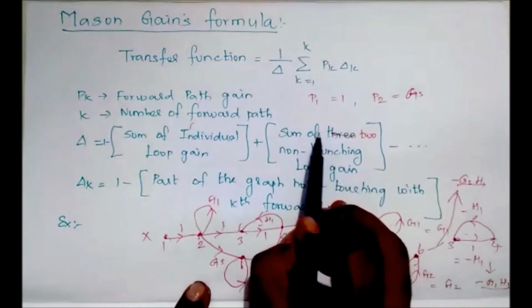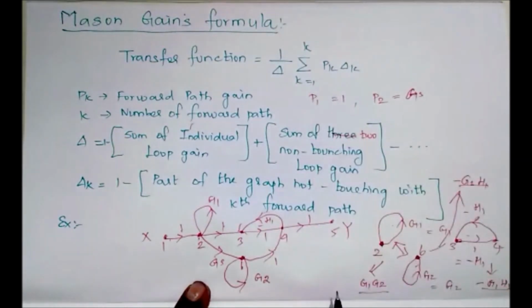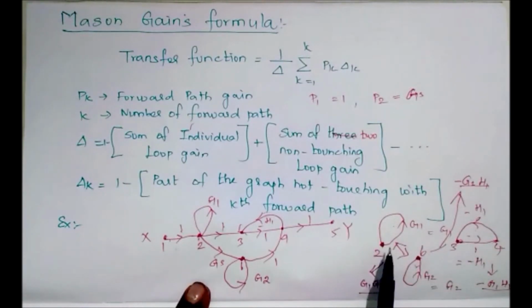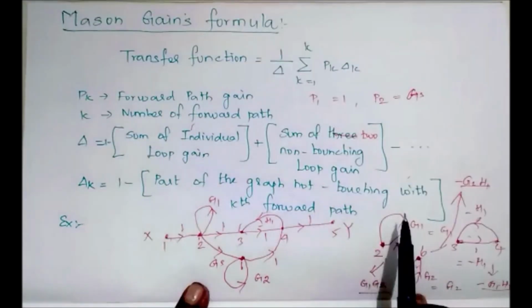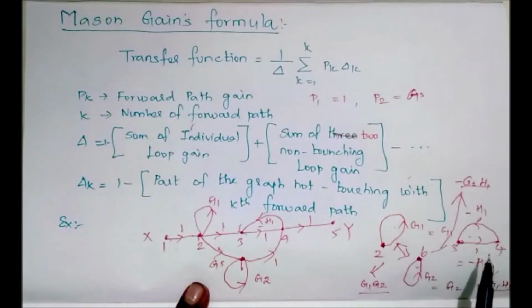We have to substitute these into the formula. Next, minus sum of three non-touching loop gain. It means there are three loops and all three loops must be non-touching. Apart from that, no 4 non-touching loops are available because the total number of loops itself is 3.